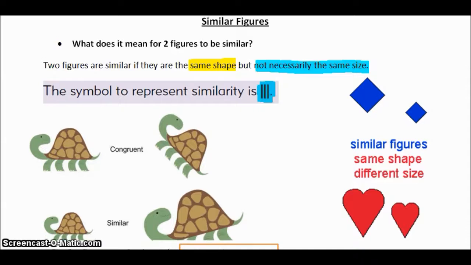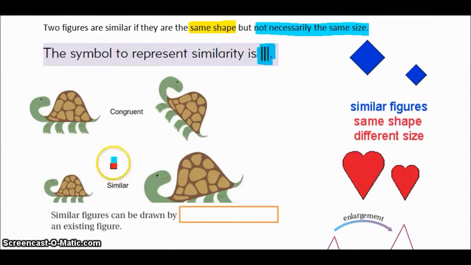So here are some examples of similar figures. We've got the turtles from before. Remember, with congruence they were exactly the same shape and size, but with similarity they can just look the same but be different sizes. And here are some love hearts in a sort of square looking shape.